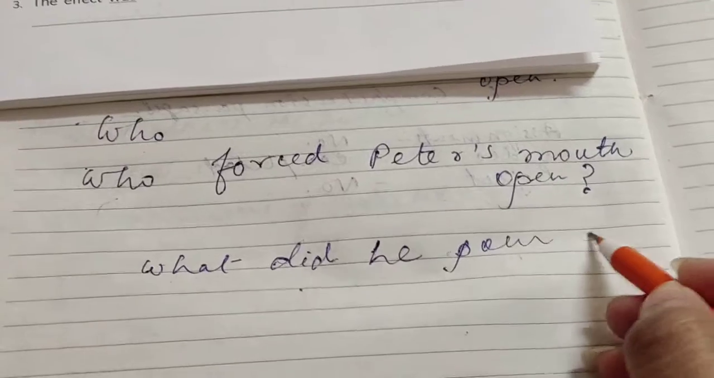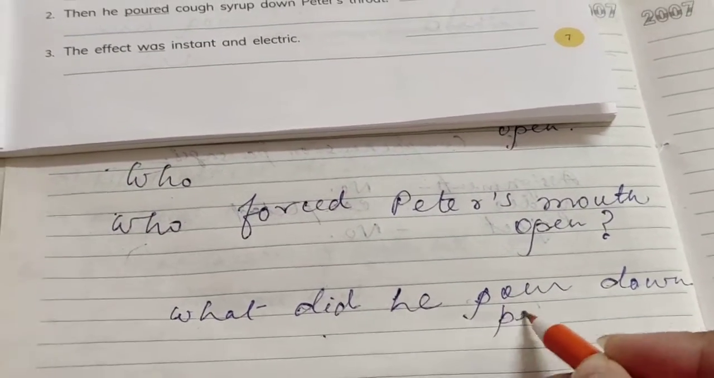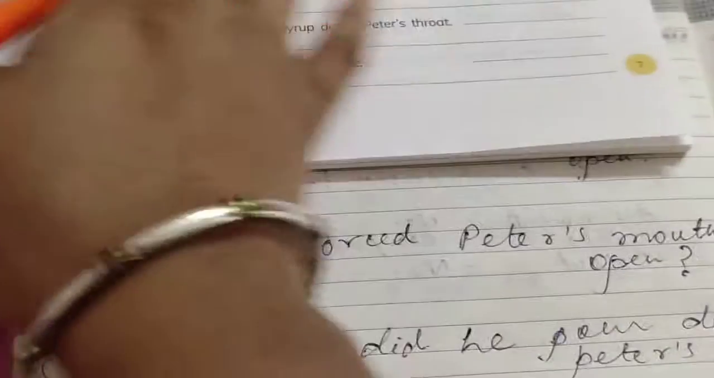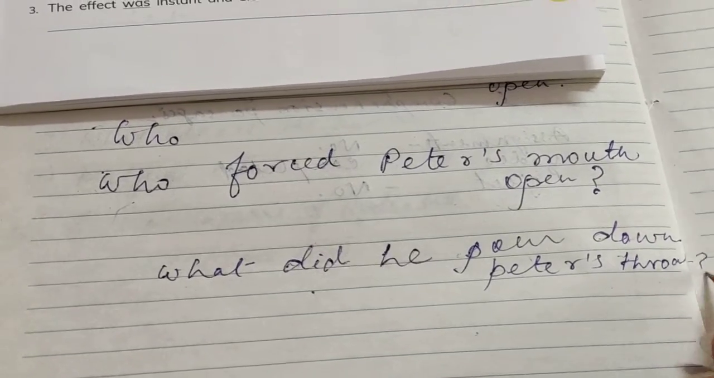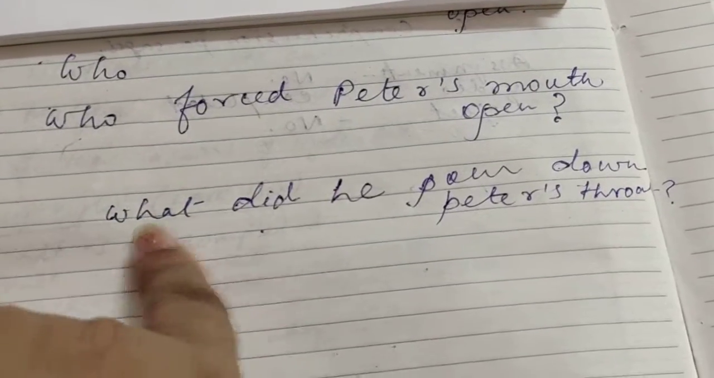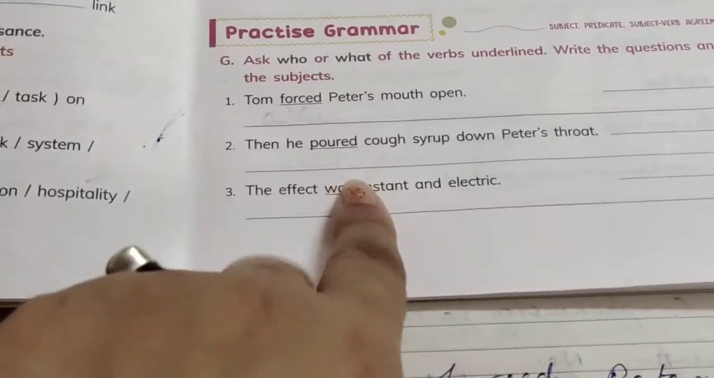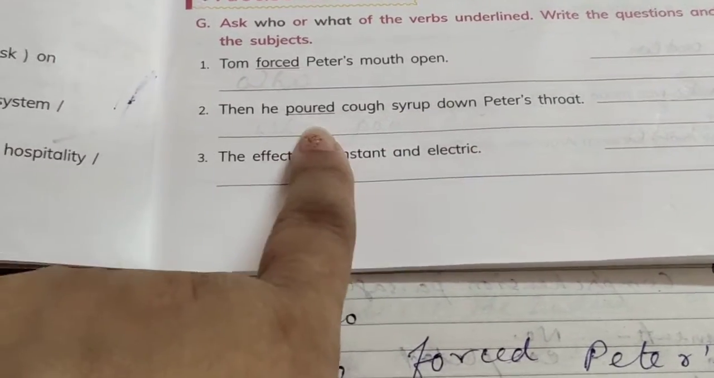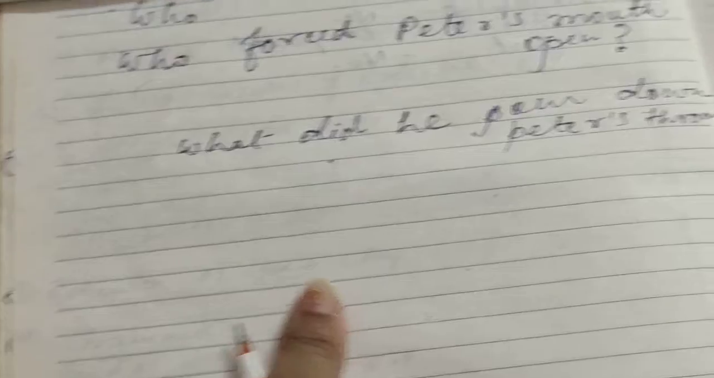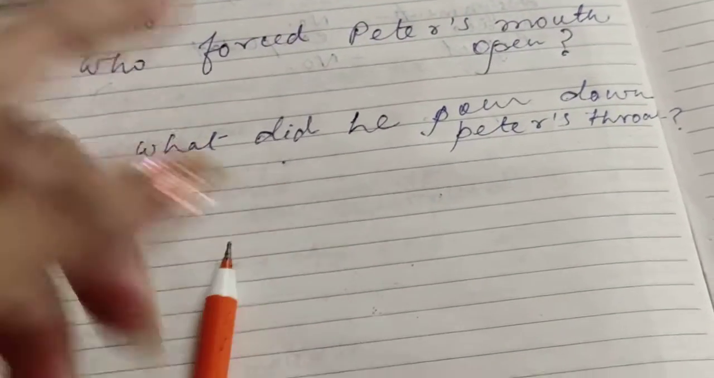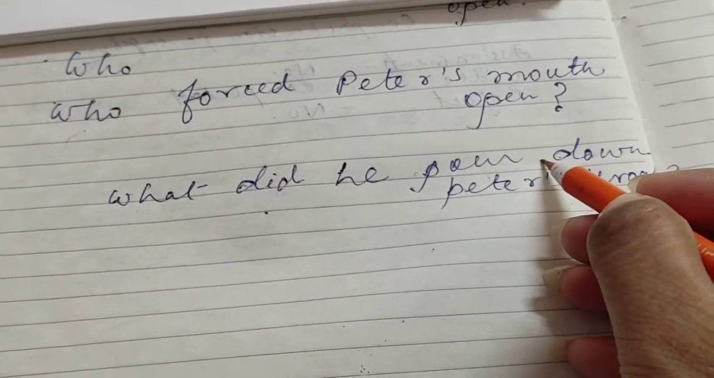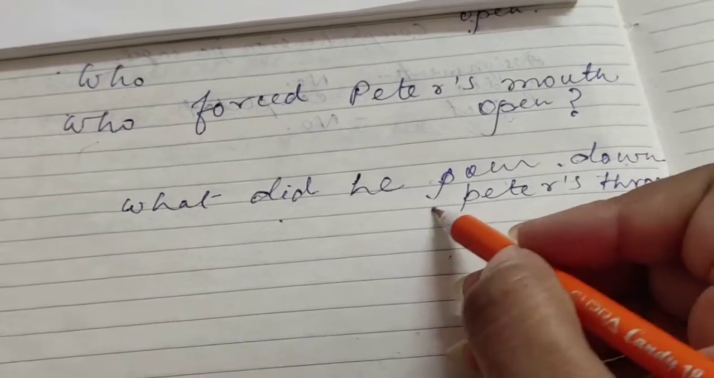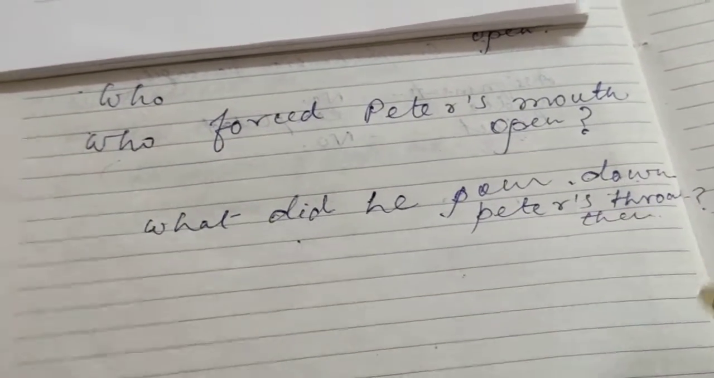If I write this, you have to put a question mark. Then you can see, if I give this kind of line, what did he pour down Peter's throat, you will get an answer: cough syrup. He poured cough syrup. So what did he pour then? Pour down Peter's throat, you can give this word here also.